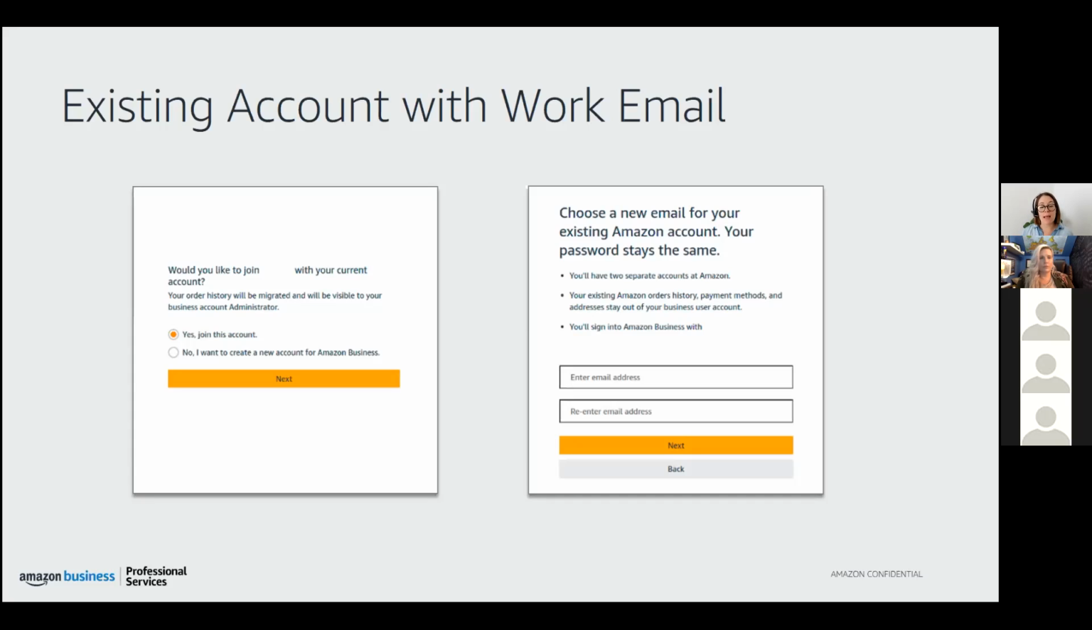So if you choose the second option, no, I want to create a new Amazon business account, you'll be prompted with the second screen here that asks you to provide a new email address unique to Amazon. This will allow you to split off that order history so your account admin does not have access to view it.